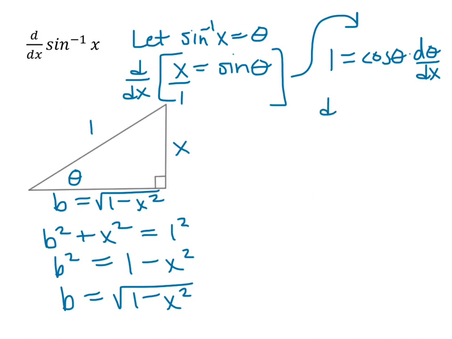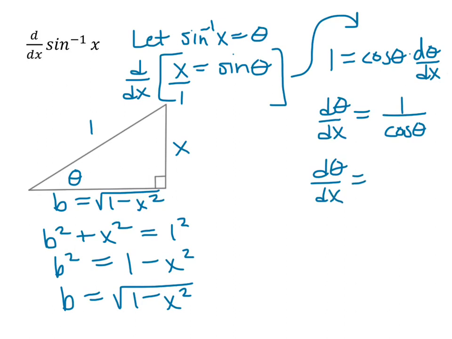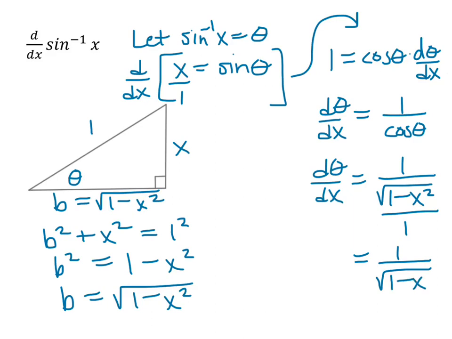Solving for d theta dx here, we can divide each side by cosine theta. We will have 1 over cosine theta. Then turning to the diagram here for cosine theta, d theta dx equals 1 over cosine theta, where we're going to read cosine theta as the adjacent to the hypotenuse, adjacent side to theta being the square root of 1 minus x squared, over the hypotenuse, which is 1. So that right-hand side I'm going to represent as 1 over the square root of 1 minus x squared.